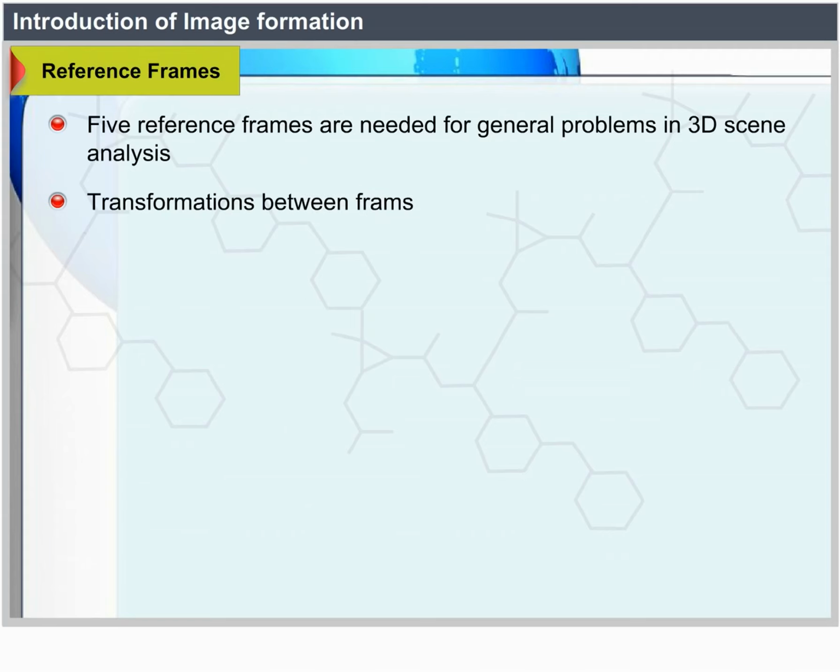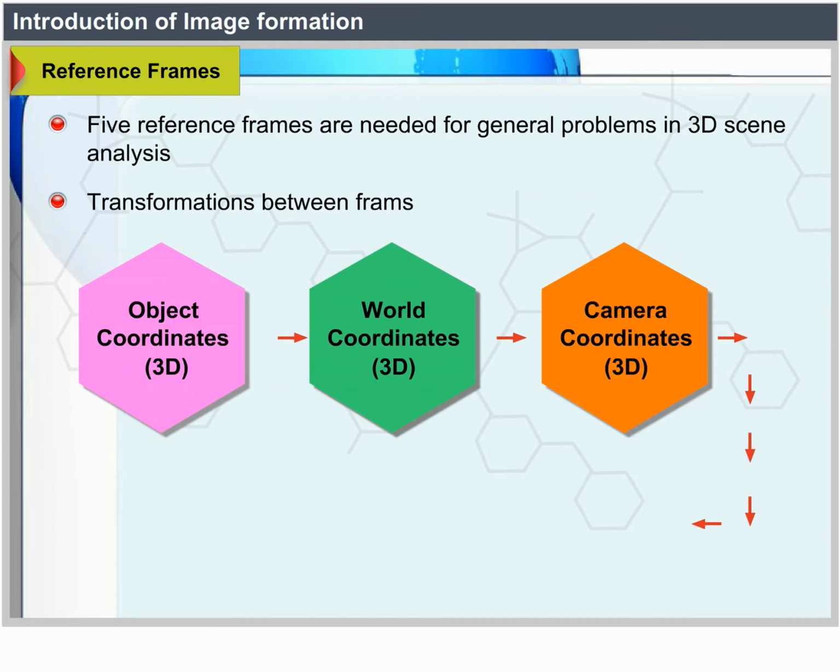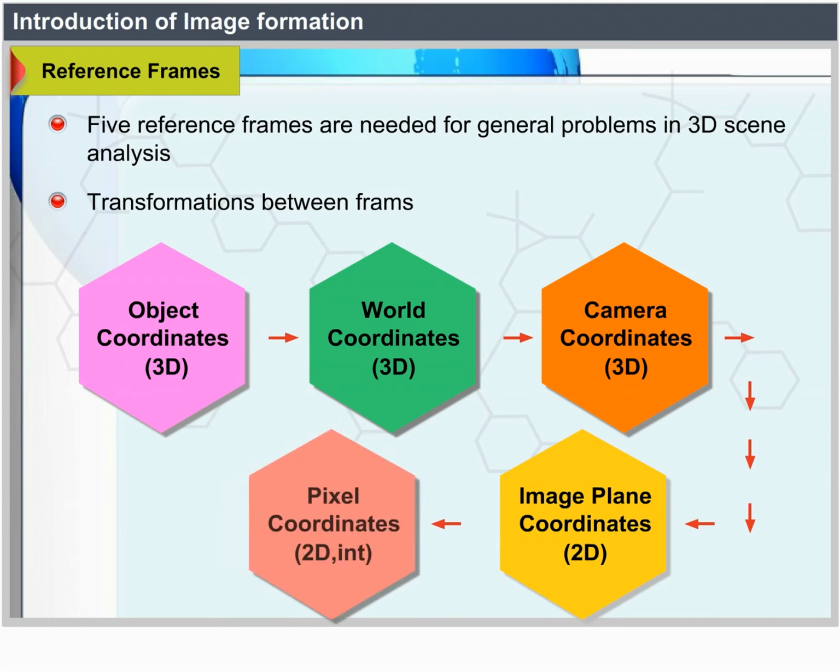Transformations between frames. Object coordinates 3D, world coordinates 3D, camera coordinates 3D, image plane coordinates 2D, pixel coordinates 2D.